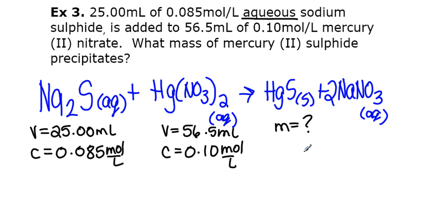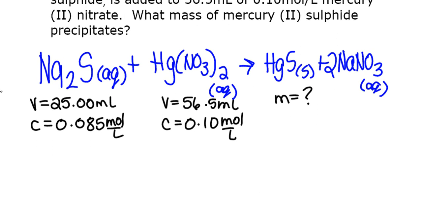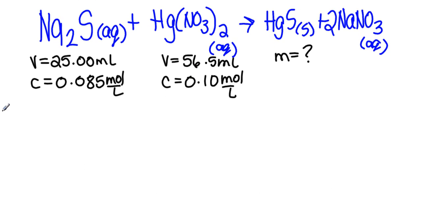They've given us amounts for both of our reactants. We have an amount for sodium sulfide, and an amount for mercury 2 nitrate. So this is not a problem, but it adds an extra step. So guess what we have to do? We have to figure out which one of these two is our limiting reactant. And we do that the same way as we did before. We need to find the moles and then divide by the coefficients.